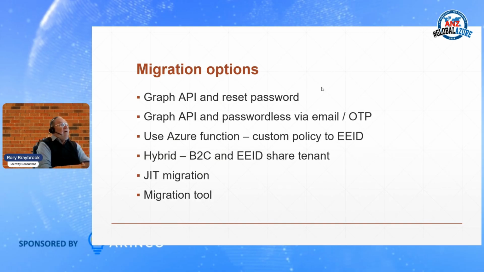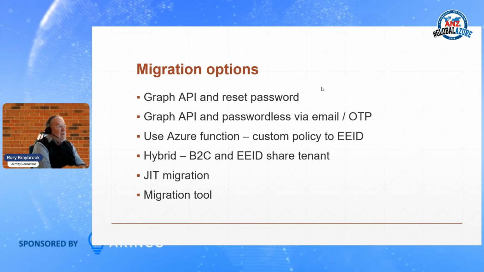Okay, so how would you do this? So obviously, a very, very simplistic way is you can use Graph API. You can read all the users, you can write all the users, and then you can send all the users an email saying, dude, we have migrated you, please go and reset your password. Now, that's not a very good plan if you've got a ton of users. Another way is to migrate the users, but set them up in Entra External ID so that they use email OTP, right? So now you don't have passwords, so that solves that problem, right?